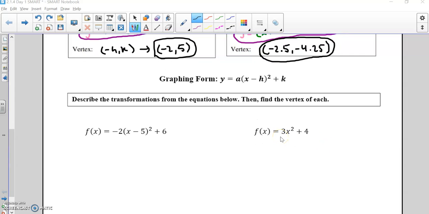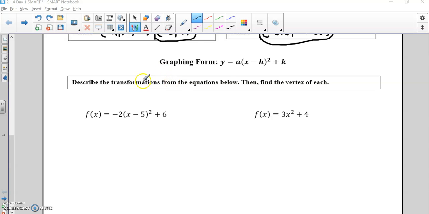Next up, we are practicing describing the transformations in each equation. Remember that each letter plays a role. Here we have A, H, and K. We also have to watch out for those negative signs that we throw in the front sometimes. The negative sign always causes us to reflect our graph. So we are going to do a reflection.